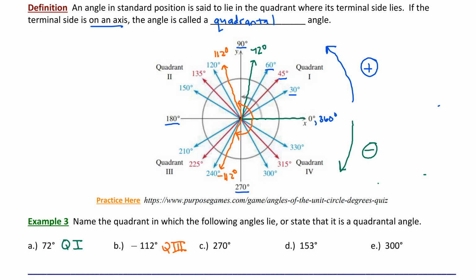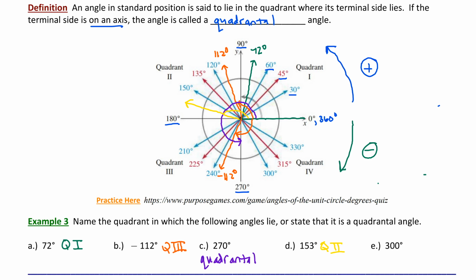The next example that we're considering is 270 degrees. Notice we're going to rotate past 90, past 180, and then we're going to land on the negative y-axis. So 270 degrees lands on an axis, therefore it is a quadrantal angle. Because it does not belong to either quadrant 3 or quadrant 4, it is on the boundary of those quadrants. Again, we call it a quadrantal angle. 153 degrees is just beyond this common location that we can see over here, 150 degrees, and it looks like its terminal side is there in quadrant 2.